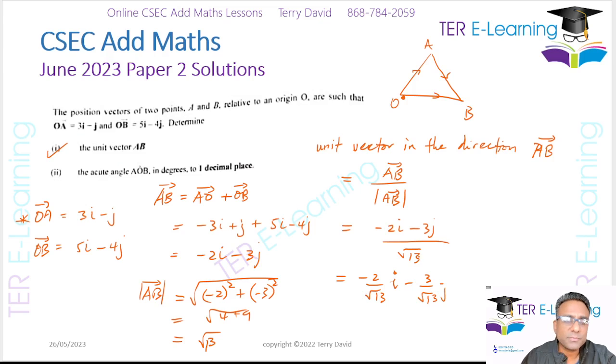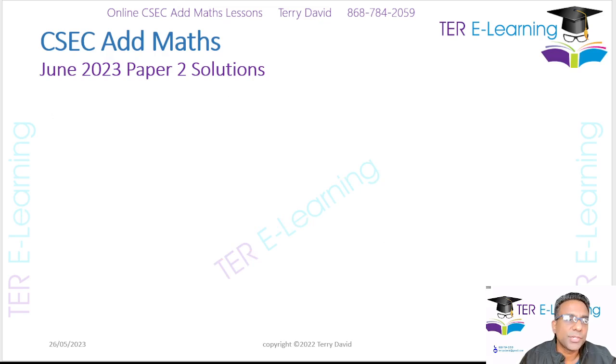Now the second part here is a very common thing that they love to ask us. What is the angle between these two vectors here? So to get the angle between the two vectors, let me get a blank page here.